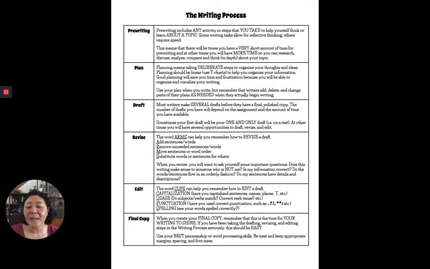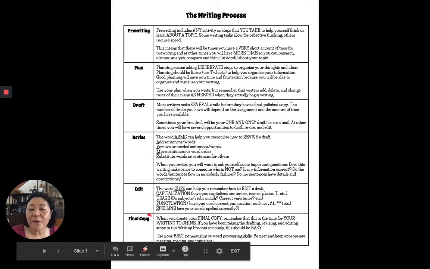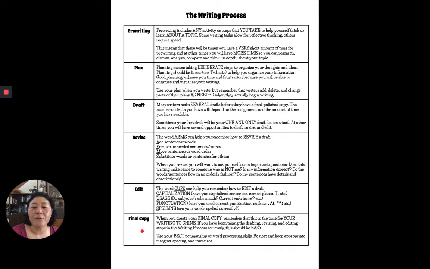Okay. So the last part of the writing process is your final copy. When you create your final copy, remember that this is the time for your writing to shine. If you've been taking the drafting, revising, and editing steps of the writing process seriously, this part should be really easy. You will use your best penmanship, or, for right now anyways, your word processing skills. We want you to be neat and keep appropriate margins, spacing, and font sizes.